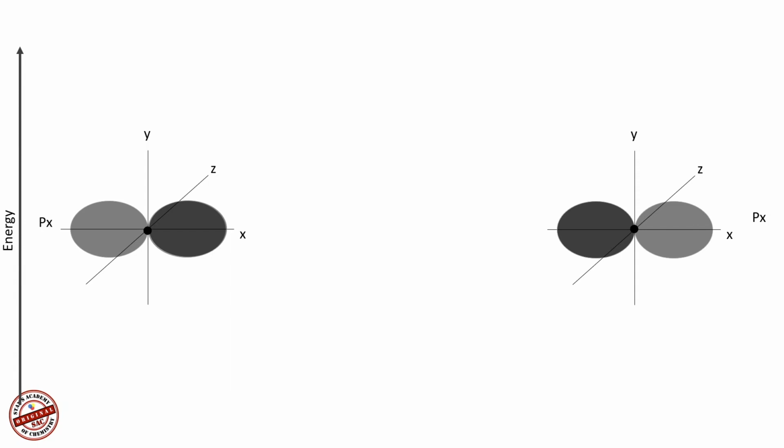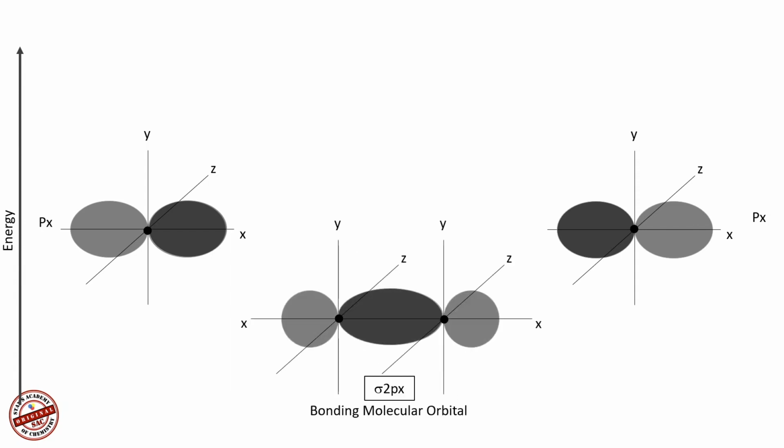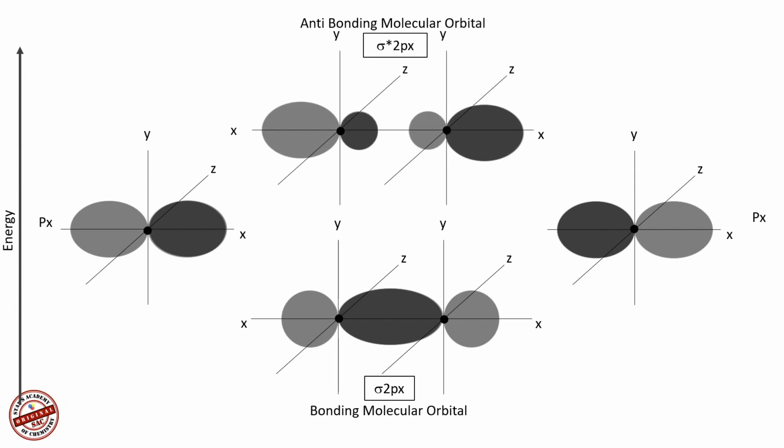When this happens, it forms a bonding molecular orbital where the electron density between the two nuclei is pretty high. We call this a sigma 2px for the axial overlap, and it will have a corresponding antibonding molecular orbital where the electron density between the two nuclei is going to be less. This is referred to as sigma star 2px.